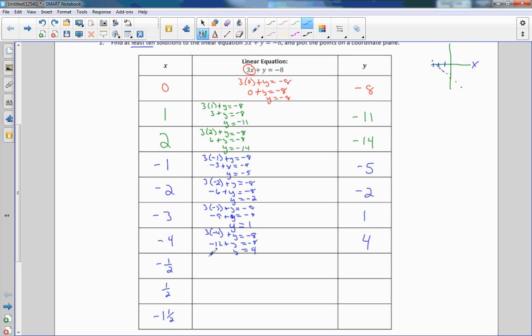Okay, so if I take and substitute in negative 1/2 into my equation for x, and I add y to it, I get negative 8. 3 times a negative 1/2 is negative 3/2 plus y equals negative 8. Add 3/2 or add 1.5 to negative 8, and I'm at negative 6.5.